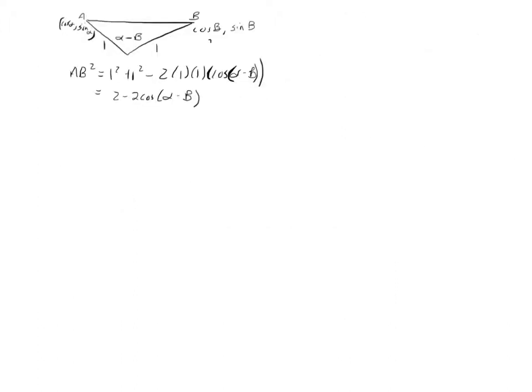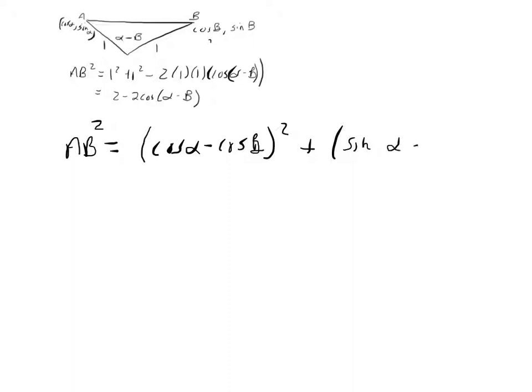Method 2 is to use the distance formula, and the algebra gets a little nastier. But here we go. Note that when we used the law of cosines, we actually were finding AB squared. So I'm going to use the distance formula, but find AB squared. That's simply going to be the difference of x coordinates quantity squared, plus the difference of y coordinates quantity squared.